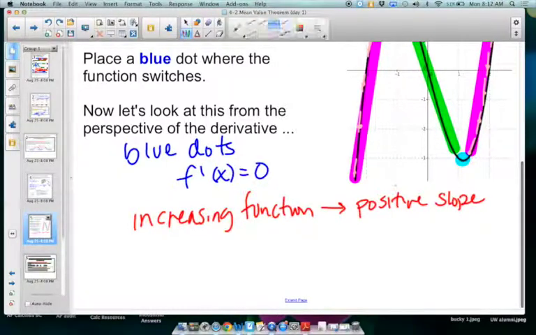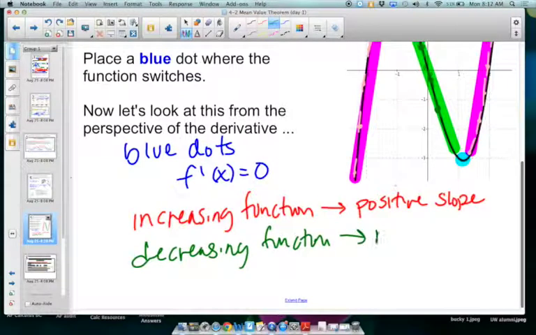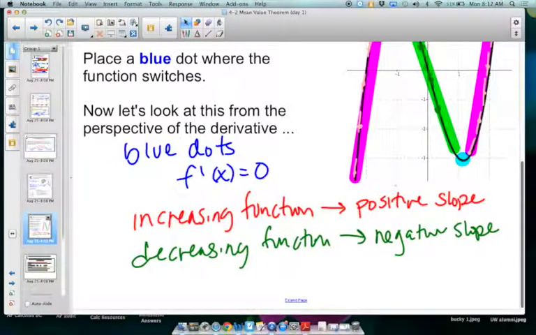What about these decreasing functions? What kind of slope do they have? Negative. Okay, those decreasing functions have negative slope. So when it comes to finding out from a derivative perspective whether a function's increasing or decreasing, you just have to look at what? Sign of the slope. Exactly.